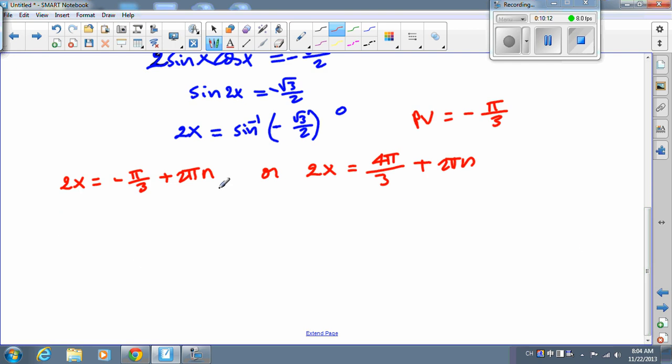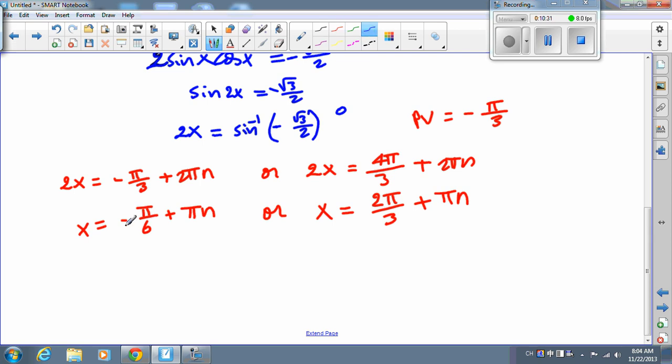So at this point, I will just divide everything by 2 to get x equals negative pi over 6 plus pi n, or x is equal to, if I divide by 2, 2 pi over 3 plus pi n. All right, let's go ahead and find the solutions. Well, negative pi over 6 is not one of them. I plug in 1 and I get 5 pi over 6. If I plug in 2 here, I get 11 pi over 6.